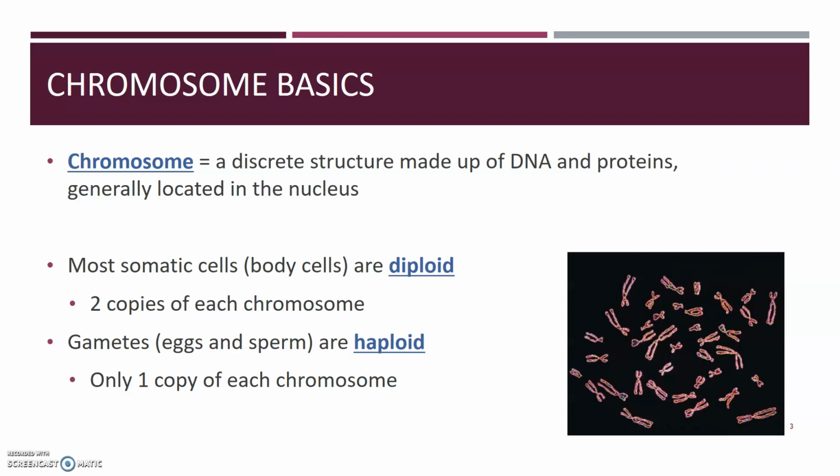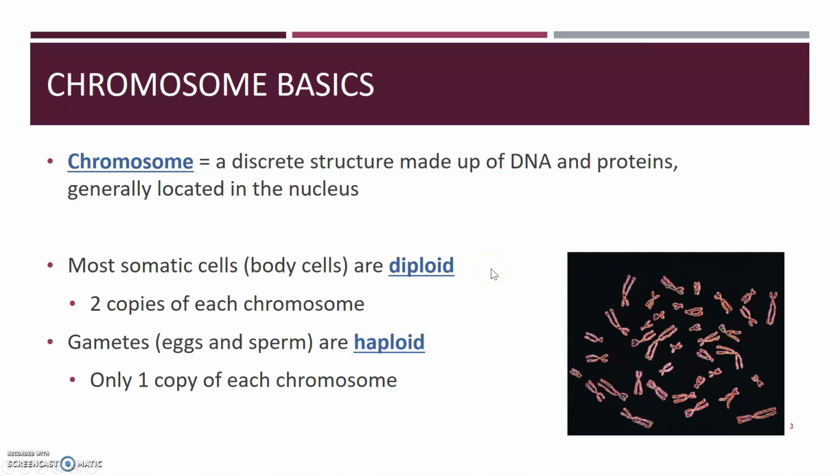Okay, and so in order to understand meiosis, we need to make sure that we understand a little bit about how DNA is organized within the cell. DNA is organized in discrete structures made up of DNA and proteins called chromosomes. And chromosomes are located generally in the nucleus. And you can see these X-shaped chromosomes here.